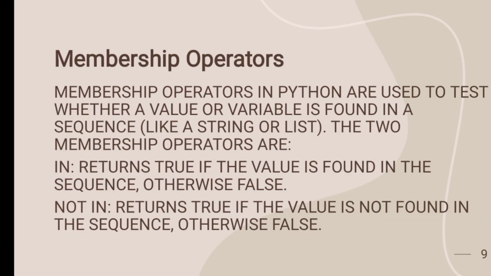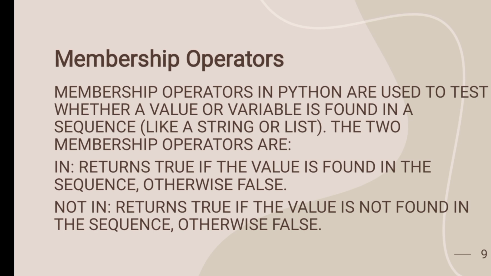Now we will learn about membership operators. Membership operators in Python are used to test whether a value or variable is found in a sequence like a string or list. There are two membership operators: first is in and second is not in. The in operator is used to check if a given value exists in the sequence or not. It evaluates to true if it finds the value in the specified sequence, else it returns false. For example, to check whether a number entered by the user is present in the given list or not.